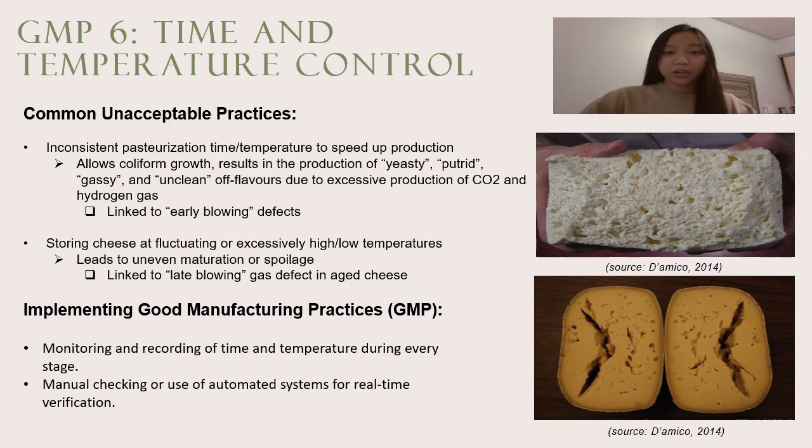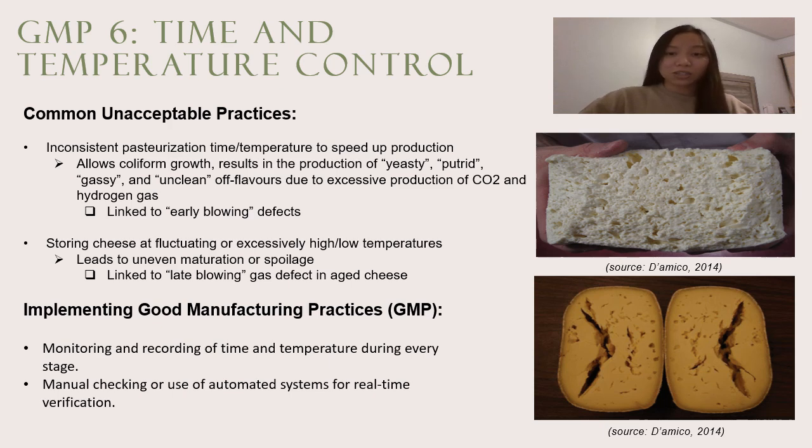Moving on, there are some common mistakes or unacceptable practices that can occur during the process. One is inconsistent pasteurization. Sometimes shortcuts are taken and pasteurization time is reduced to speed up production. This can lead to coliform growth, which results in off flavors in the cheese, such as the yeasty, putrid, gassy, or unclean flavors. These defects can also cause the production of carbon dioxide and hydrogen gases, which leads to what we call early blowing in cheese. This can ruin the texture and flavor.